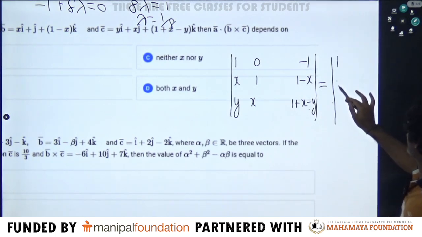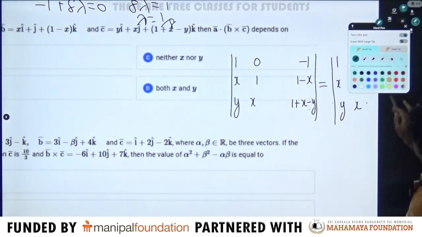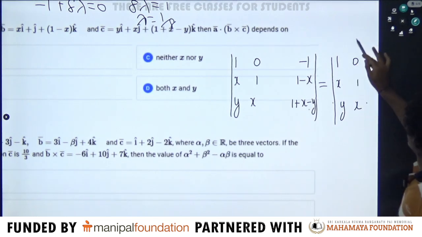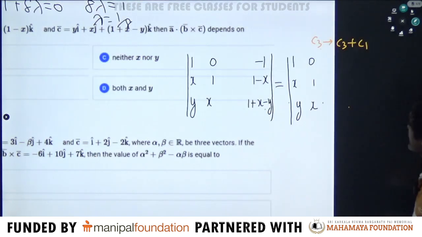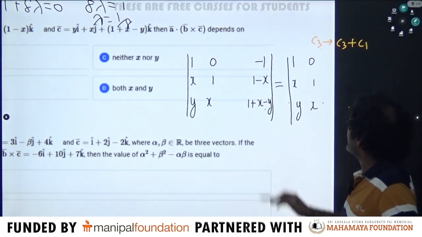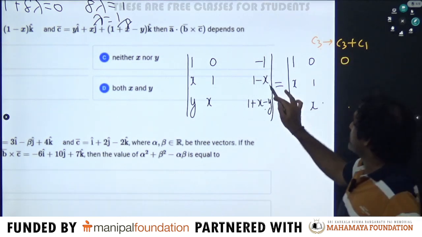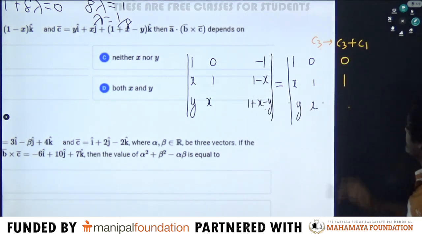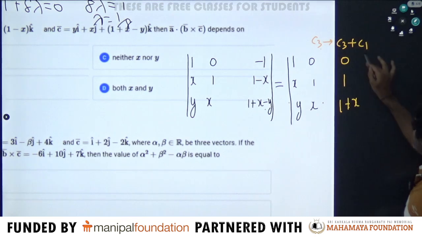So here I put x and y. This also I'll keep like this only. But here, I'm doing C3 is C3 plus C1. That is, in the place of column 3, add column 3 and column 1. What's minus 1 plus 1? 0. What's 1 minus x plus x? Only 1 is left. Here minus y gone. So 1 plus x remains.